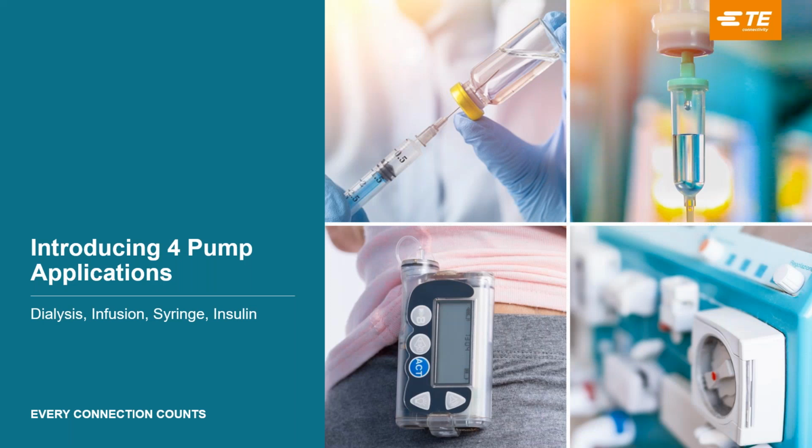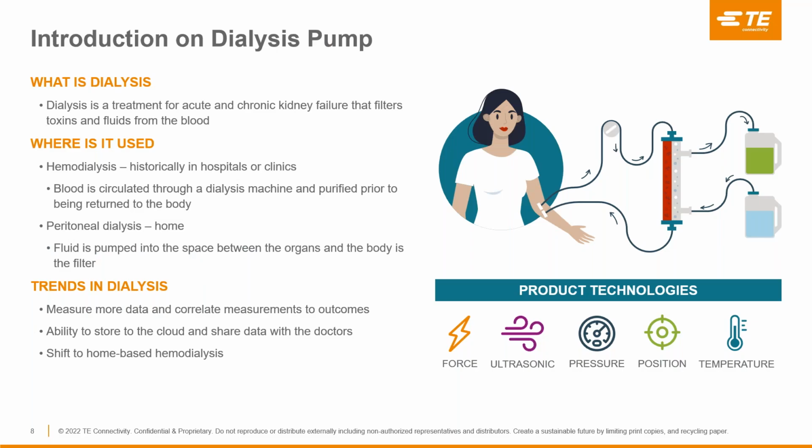So in this next section, we'll take a look at the 4 different types of medical pumps. So we can go to the next slide. We'll dive into the first one, which is dialysis. Dialysis is a treatment for acute and chronic kidney failure. The kidneys' function within the body is to remove fluids and toxins from the blood. So this is ultimately the task that a dialysis pump is taking on.